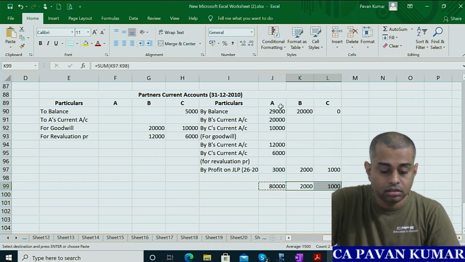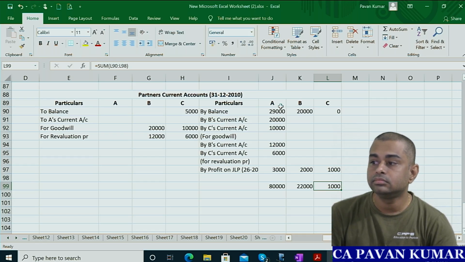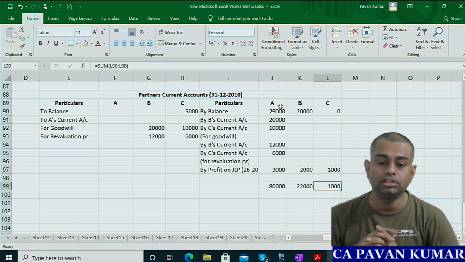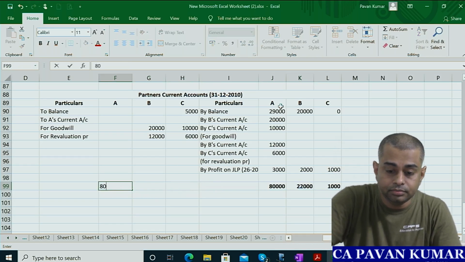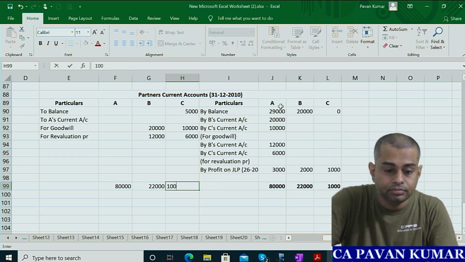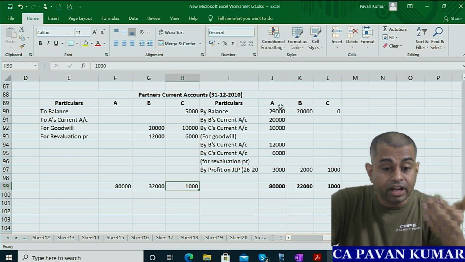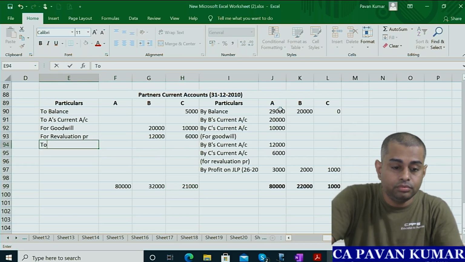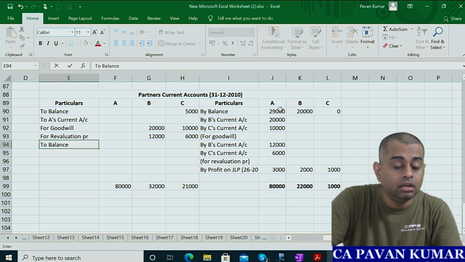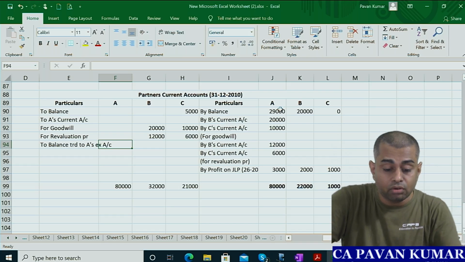80,000 in the first guy, 22,000 and 1,000 in the second and third guys. Okay, so bring the same amounts here. 80,000, 22,000. No, here 32,000 is there. Here 10, 5, 6, 21,000 is there. Okay, so here we'll write balance transferred to A's executor account. A died, no? So you need to transfer this balance to A's executor account, 80,000.